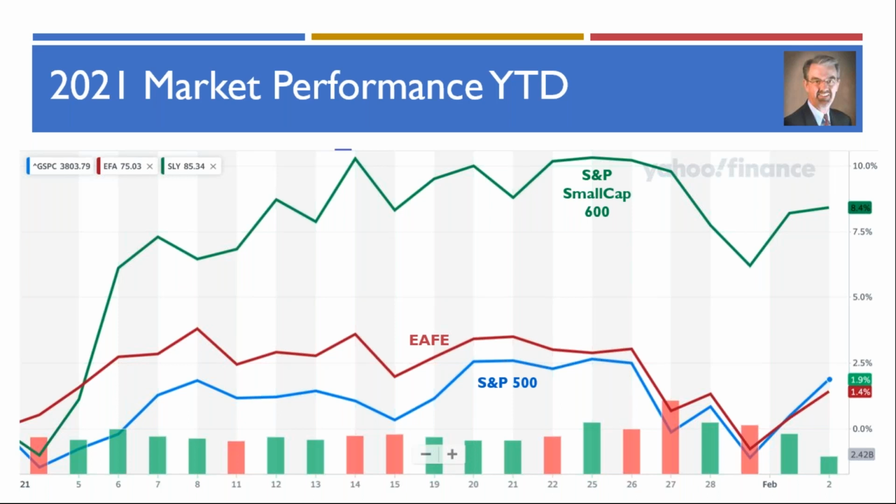The Russell 2000 is just 2,000 companies. The S&P Small Cap 600 is 600 small companies that have been selected because of their attributes. And so it's a little bit higher target to reach in many cases.